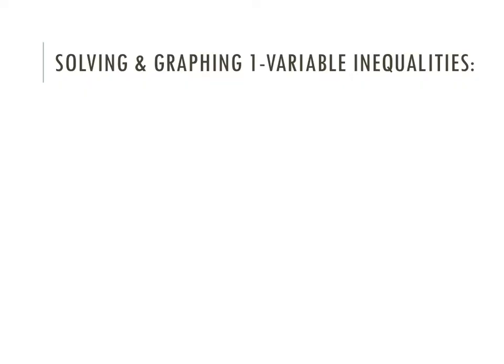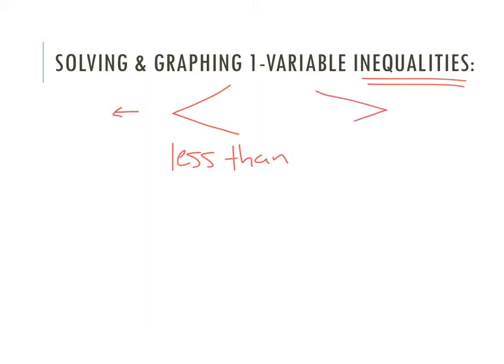So before we look at solving and graphing one variable inequalities today, we have to first talk about the inequalities themselves. So inequalities, what we're referring to there is the less than and greater than signs. So you have to know the difference between the two. And so less than sign, a good way to remember it, always points to the left, okay? The greater than sign points to the right. So first off, know the difference between the two inequalities.